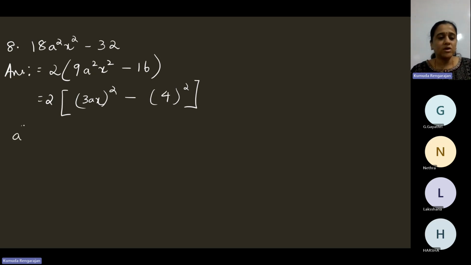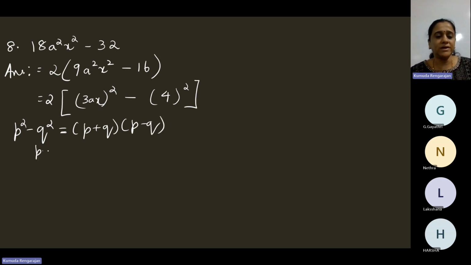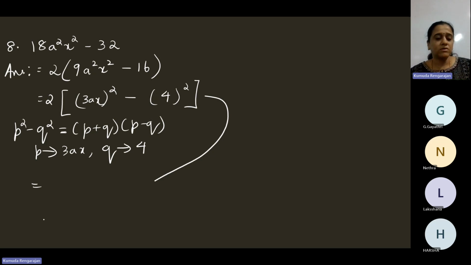In the bracket, we have the expression that looks like a squared minus b squared. I can use x squared here, there's also x, then you can use p and q. So p squared minus q squared. I told you there's no harm in using a squared minus b squared. So what we have in the bracket looks like p squared minus q squared, or you can use m and n, which is factorized as p plus q into p minus q, where p is 3ax and q is 4. So continue from here.